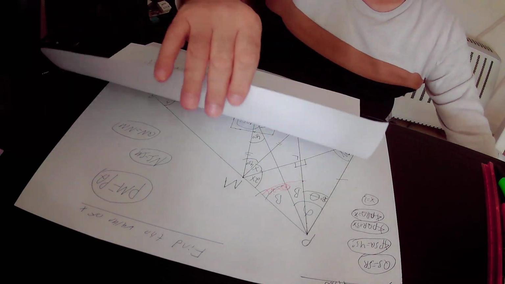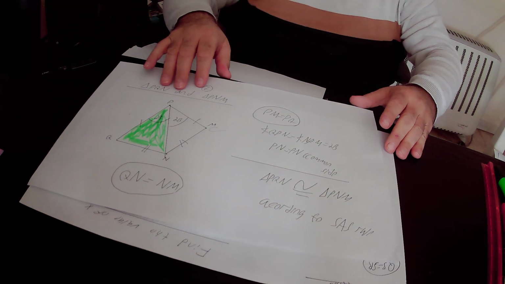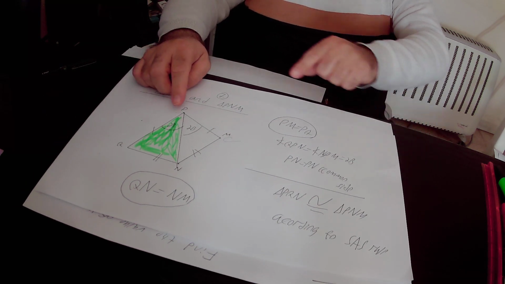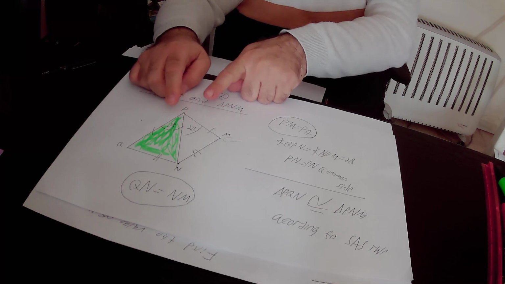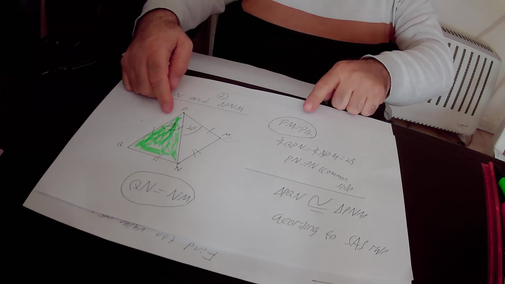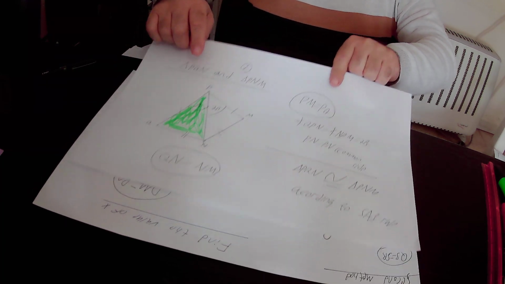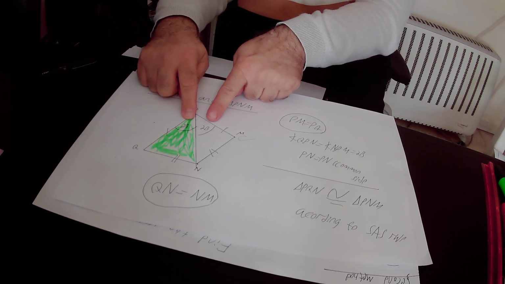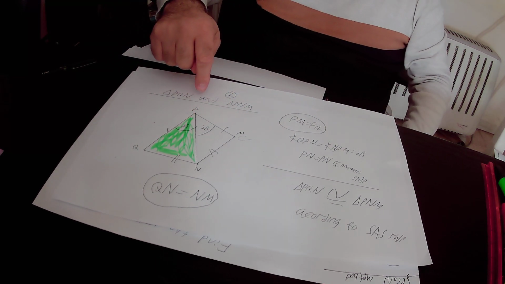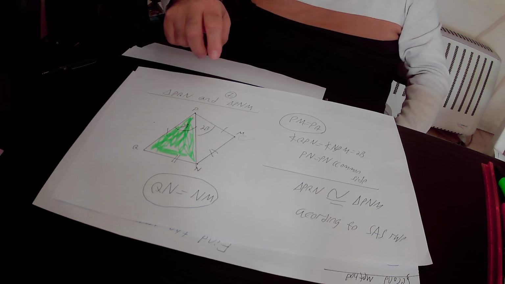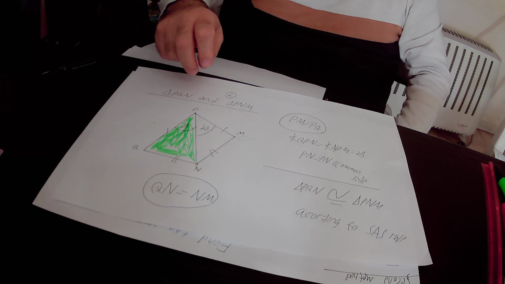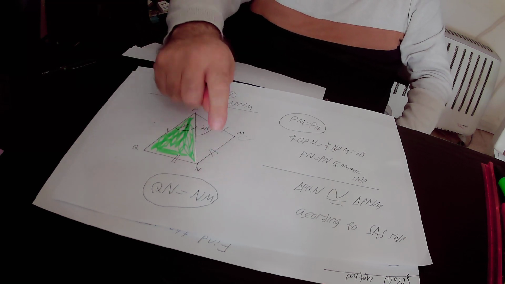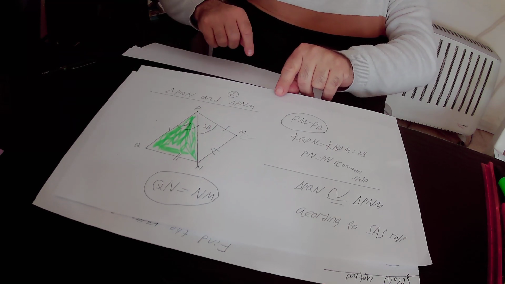Then we proved that those two triangles are congruent to each other. Why? Because they have two angles that are equal to each other. First of all, PM equals PQ. Those two angles are equal to 2 beta. And PN is a common side, so those two triangles are congruent according to the side-angle-side rule. Therefore, NQ equals MN. NQ equals NM.